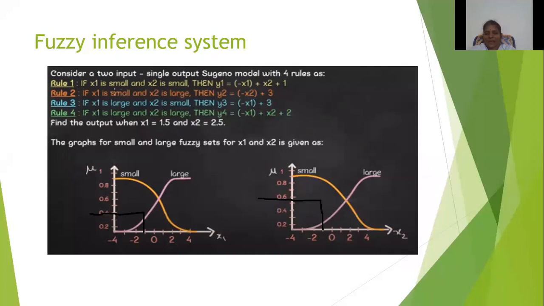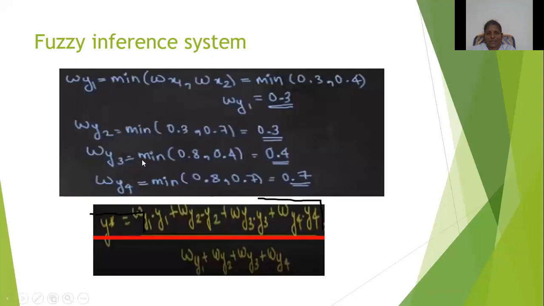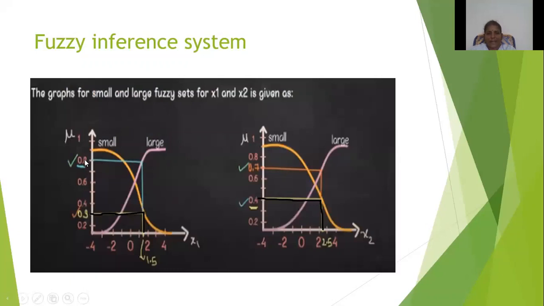So after marking these membership functions, you are evaluating the consequent output. Okay. So here, third rule, if x1 is large, projecting this 1.5 onto the large graph, your membership function is 0.8 and x2 is small, same 2.5, membership function is 0.4. As the AND operator is used, minimum of 0.8 and 0.4, 0.4 you will be getting.